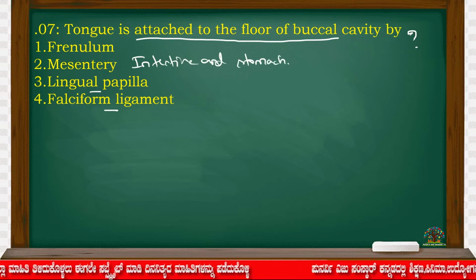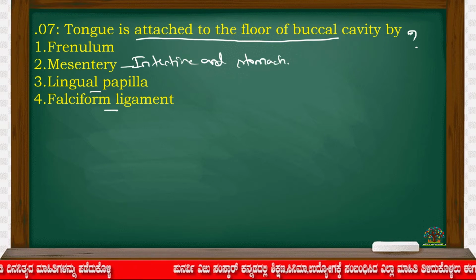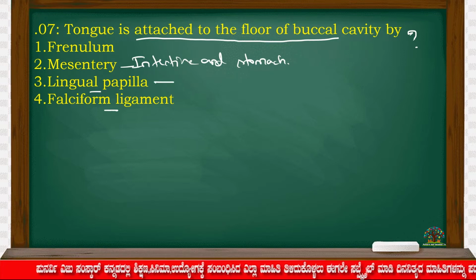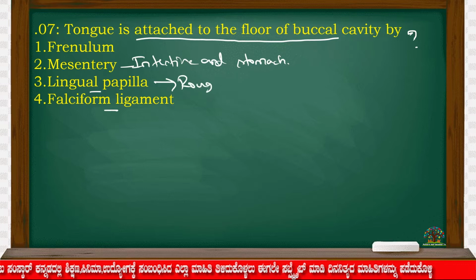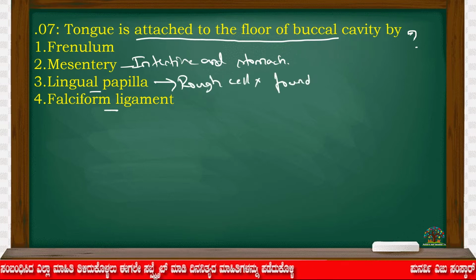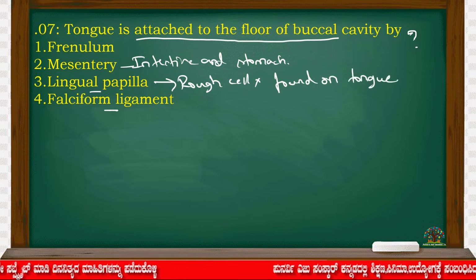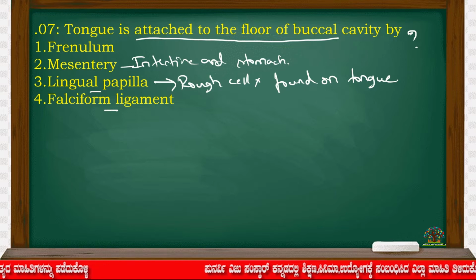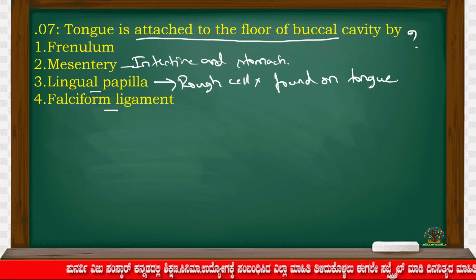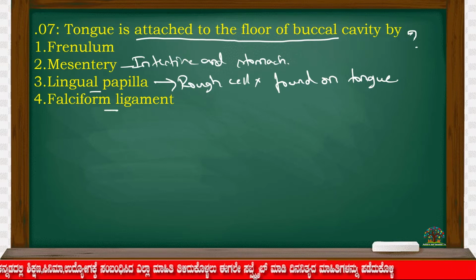It's a kind of connection that exists between the small intestine and the stomach. And option number 3, lingual papilla. Lingual papilla is nothing but rough cells which are found on the tongue. Whenever we rub our tongue, we feel a little roughness on the tongue just because of the presence of lingual papilla. So it's not something that helps in the process of connection.